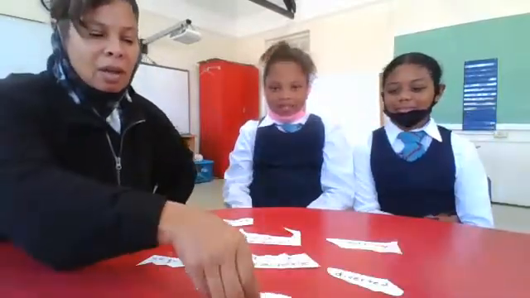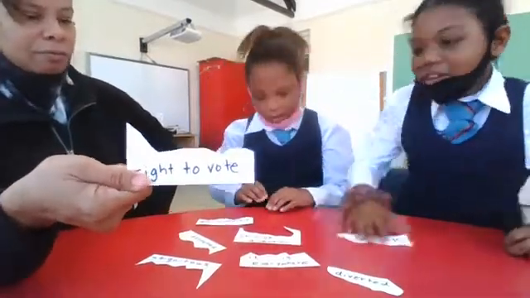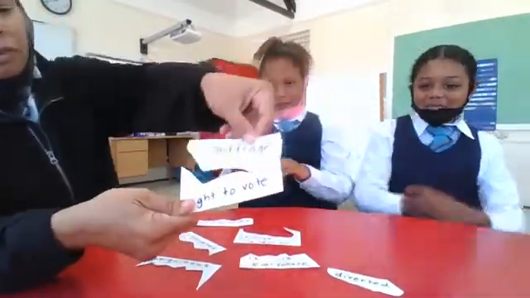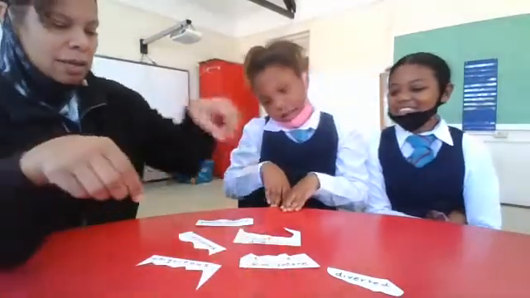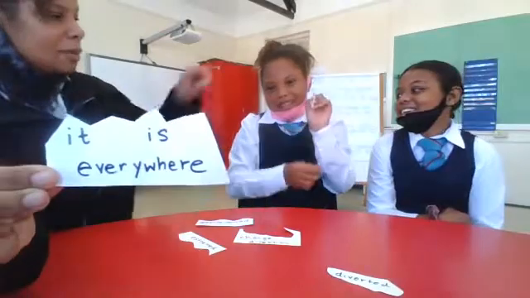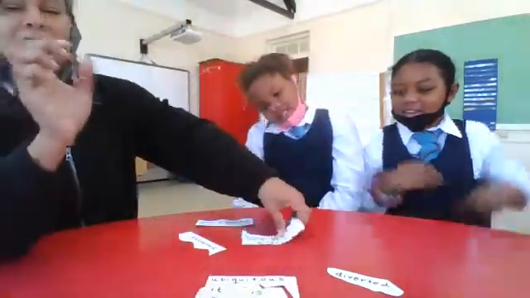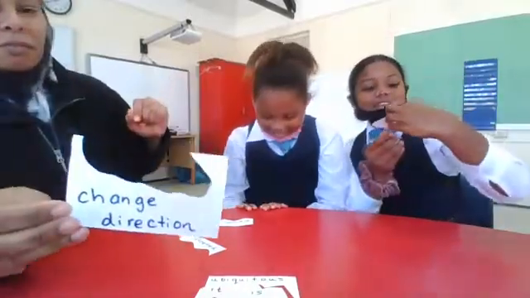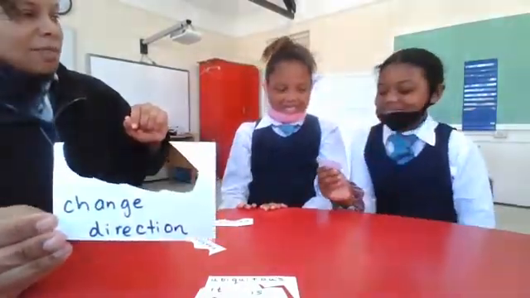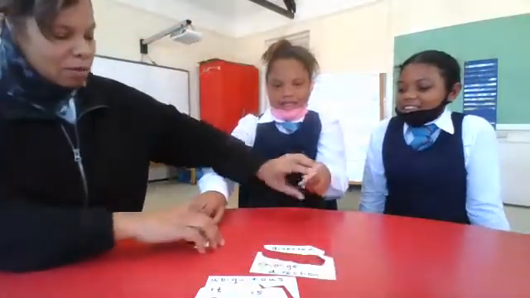And so now we're going to go backwards. Okay? A right to vote. Who can find it first? Quickly. Right to vote. Got it. What is it? Suffrage. Okay. Next one. It is everywhere. Say it. Ubiquitous. They are correct. Change direction. Say it. Diverted. Okay, and pause off.